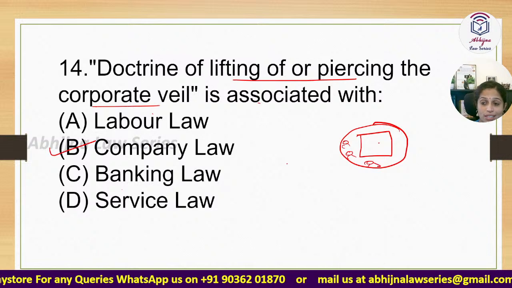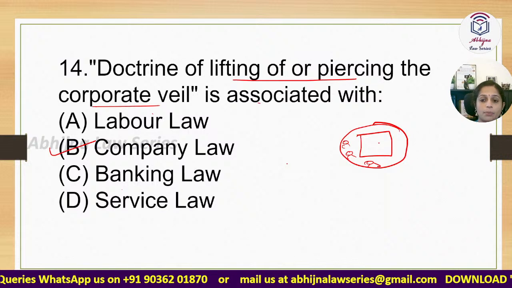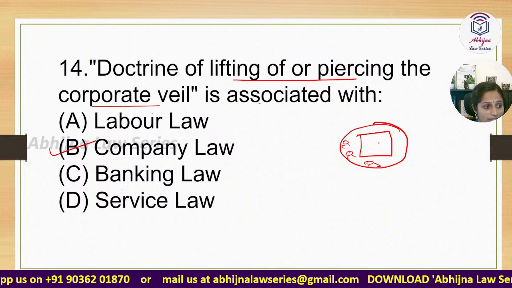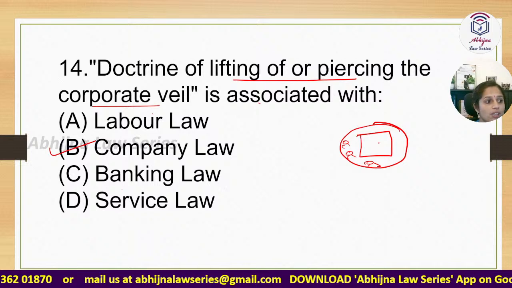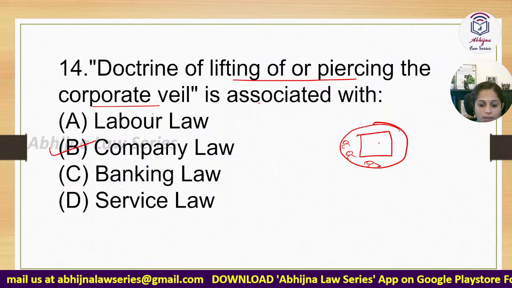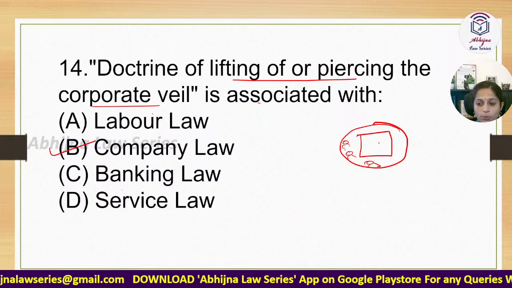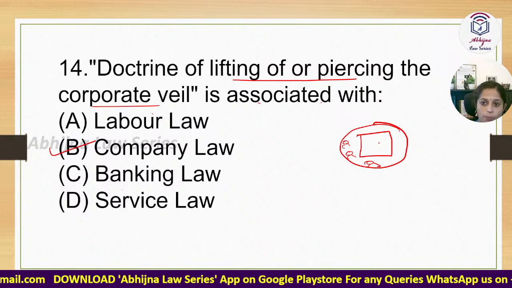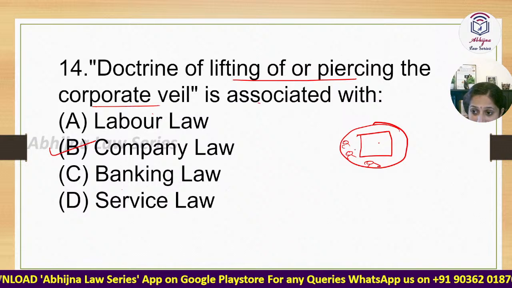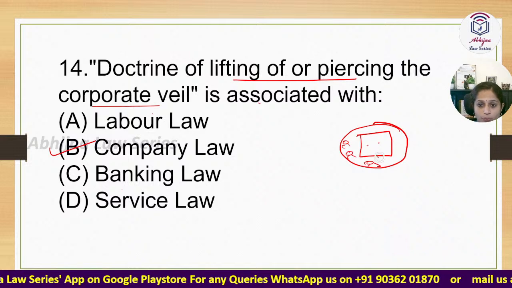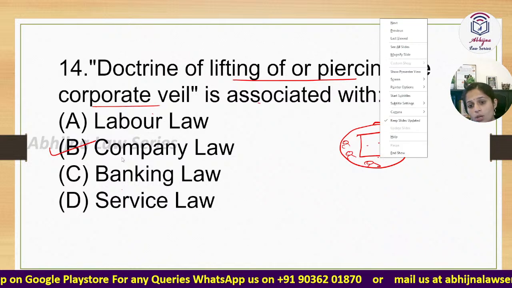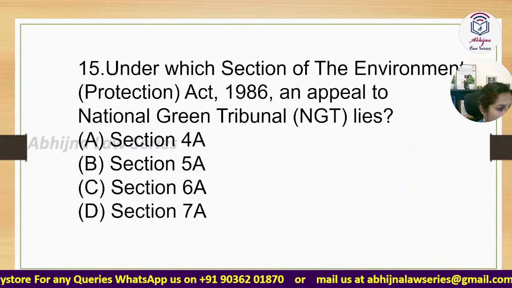But whenever there is certain fraud occurring in the company, or some avoidance of taxation is being done, or shell companies are being made, in such cases what do they do? They will lift this corporate veil and they will see the actual persons behind this company. Okay, that principle is related to company law. Okay, B is the answer here.